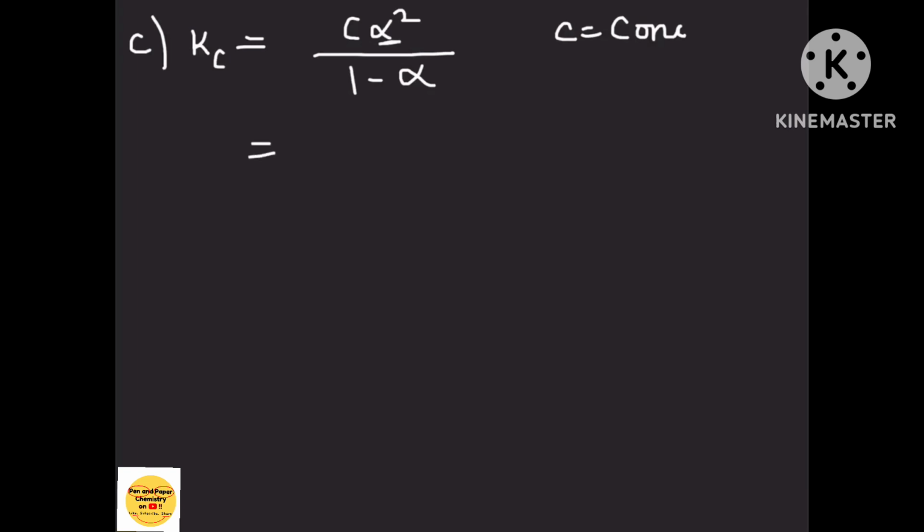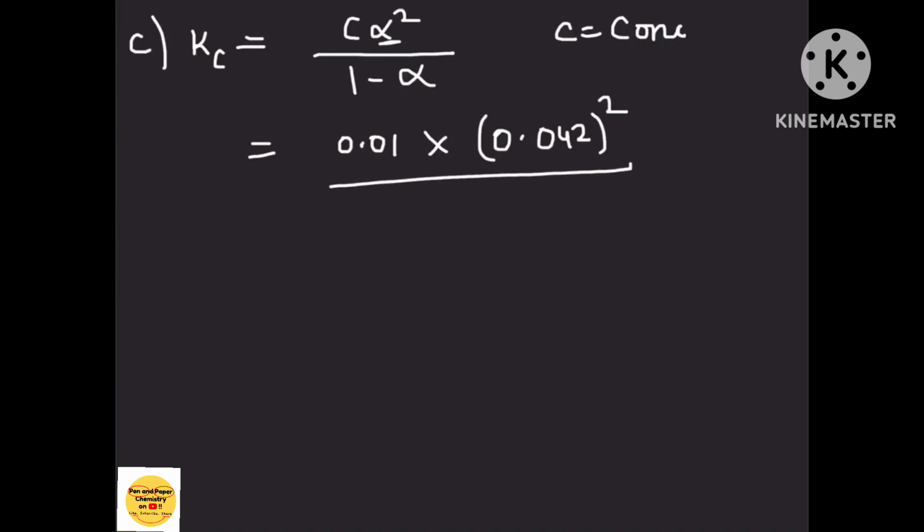So centimolar, molarity 1 by 100, that is 0.01 molar. Alpha is 0.0421 or 0.042, whole square, divided by 1 minus 0.042. Go ahead and solve it. Now, for those students who are allowed to use the calculator, I'm sure it's a cakewalk. You would have done it very fast.